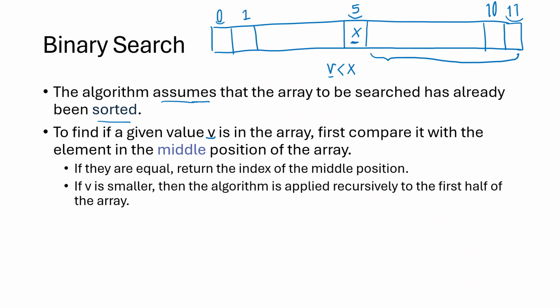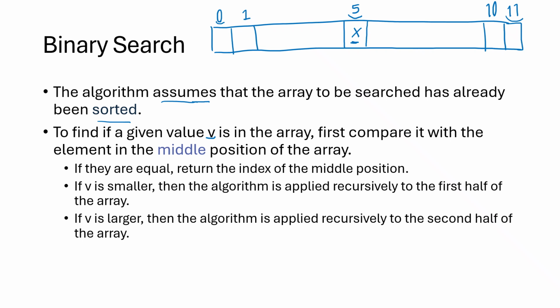And finally, the last possibility is that the value that we are looking for, v, is greater than the value in the middle. So it could be that v is greater than x. Now, following the same kind of reasoning, it's easy to see that in that case, there is no reason to search what comes before x because everything before x is smaller than x, and as a result, smaller than v. So v cannot occur in the first half, which means in this case, our recursive call is going to be only on the second half of the array.